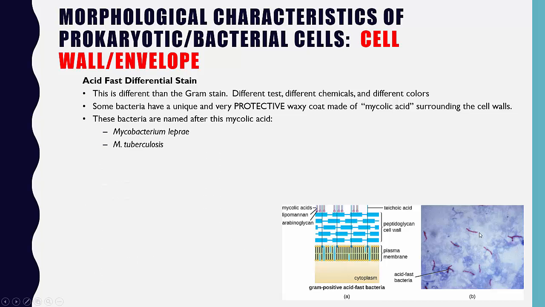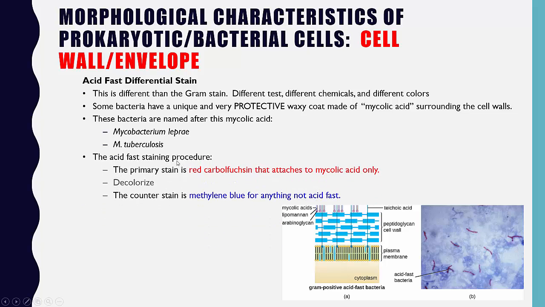The type of bacteria that have mycolic acid are actually named after the mycolic acid substance. So Mycobacterium leprae causes leprosy. Yeah, it's still a thing. Mycobacterium tuberculosis. Mycobacterium bovis is a kind of tuberculosis you can get from cow milk that you didn't pasteurize.